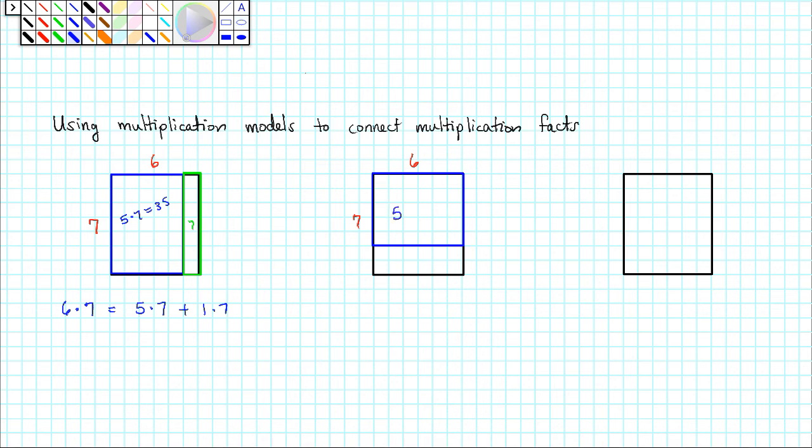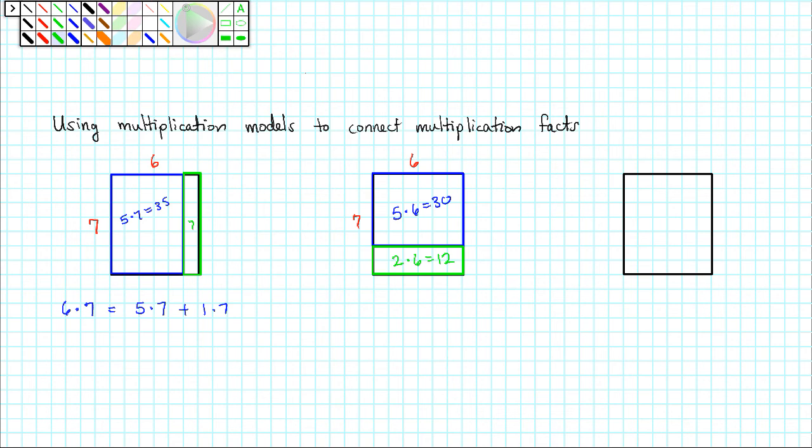5 times 6 is 30. And what does that leave over? That leaves me with 2 more groups of 6. Two more groups of 6 is 12.